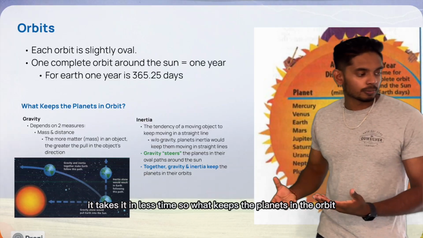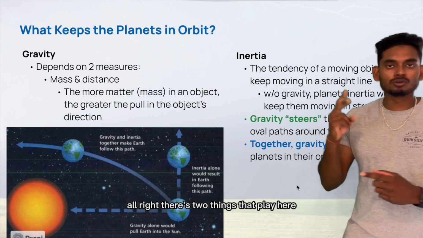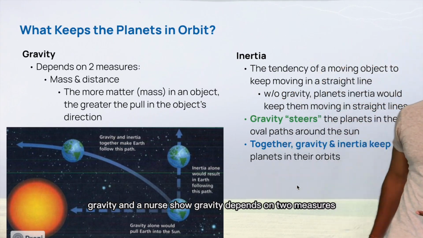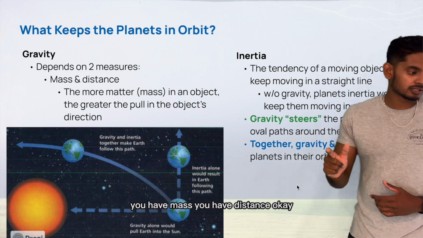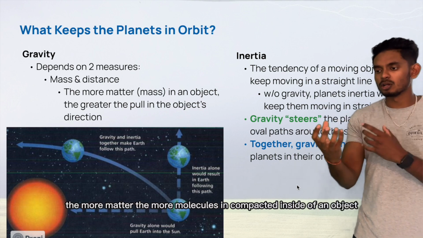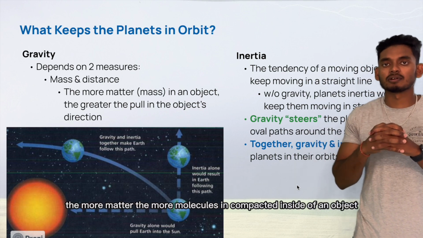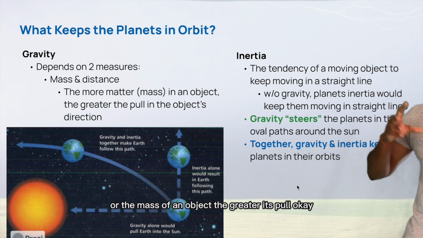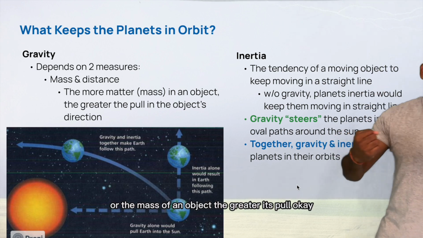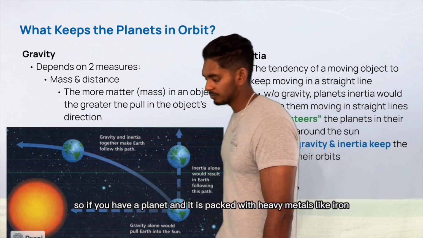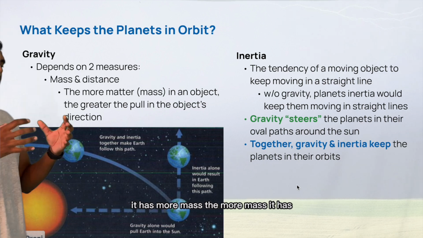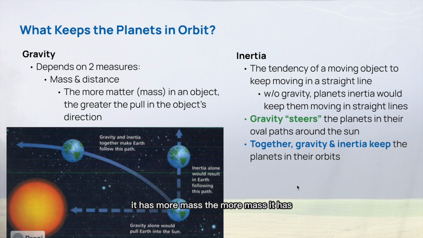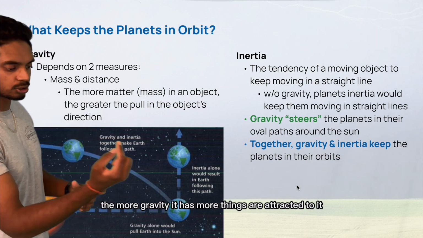So what keeps the planets in orbit? There are 2 things at play here: gravity and inertia. Gravity depends on 2 measures: you have mass and you have distance. The more matter, the more molecules compacted inside of an object, or the mass of an object, the greater its pull. So if you have a planet that is packed with heavy metals like iron and super dense like lead, it has more mass. The more mass it has, the more gravity it has. More things are attracted to it.